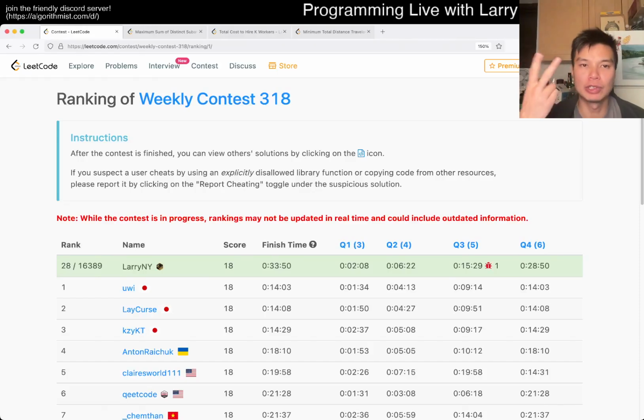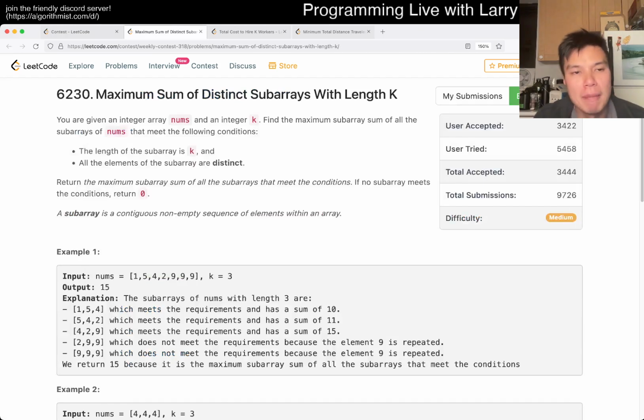This is me going over Q2 of the weekly contest 318, maximum sum of distinct subarray with length k.